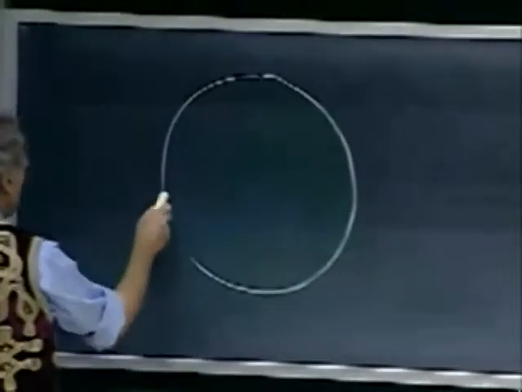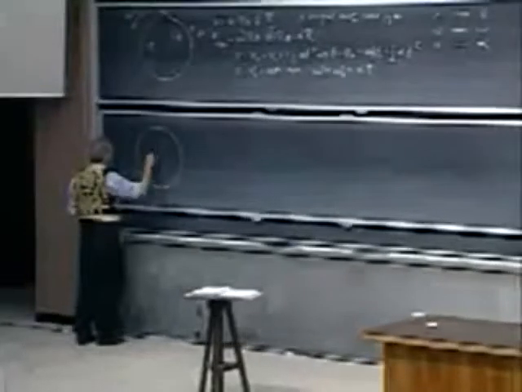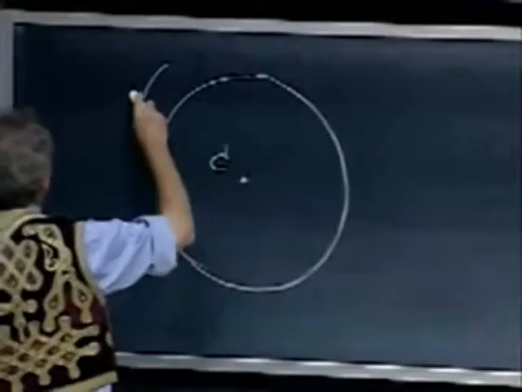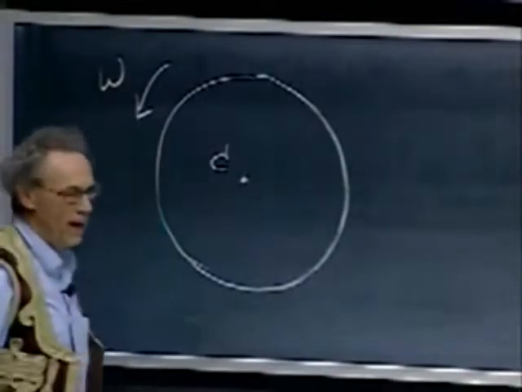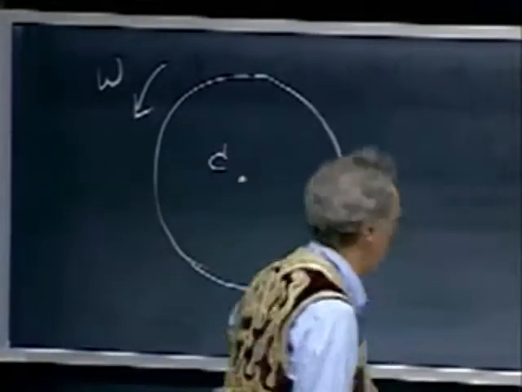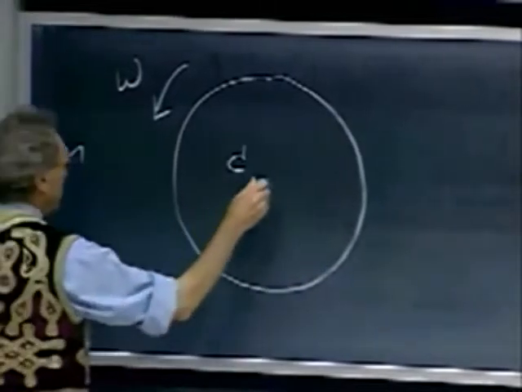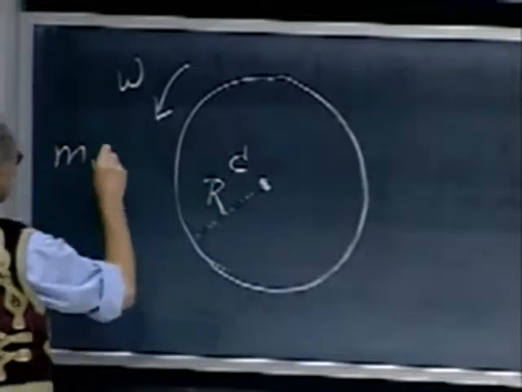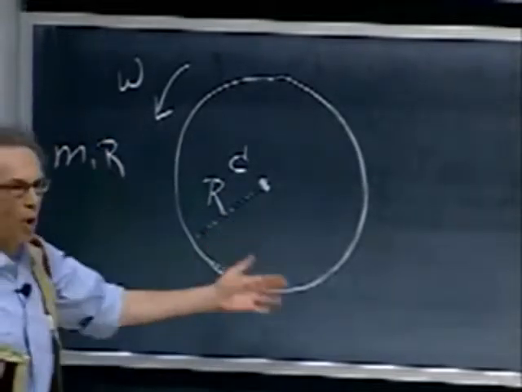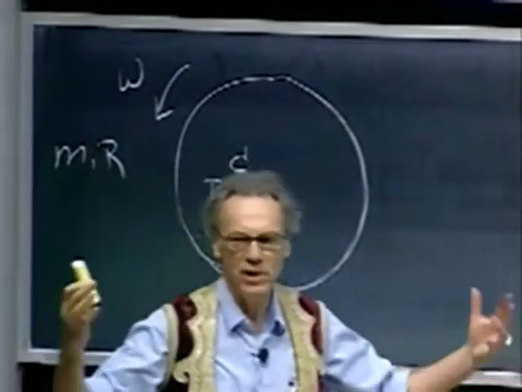I have here a disk, and the center of the disk is C, and this disk is rotating with angular velocity omega. That could change in time. And the disk has a mass m, and the disk has a radius r. And I want to know at this moment how much kinetic energy of rotation is stored in that disk.